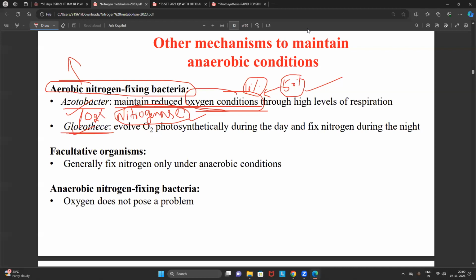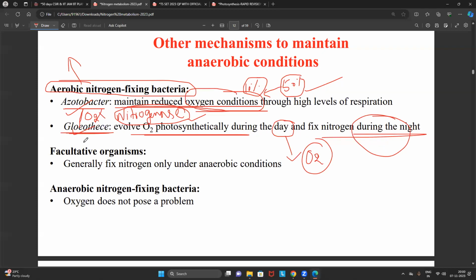What is the specialty of a Gliotiaceae? It evolves oxygen photosynthetically during the day. We know very well, during the day only light reactions happen. So oxygen will be released. So during the night time, they fix the nitrogen. So somehow the Gliotiaceae and Azotobacter make sure that the nitrogenase enzyme will be super active. How are they making it active? By reducing the level of oxygen in their body only during the time of nitrogen fixation.